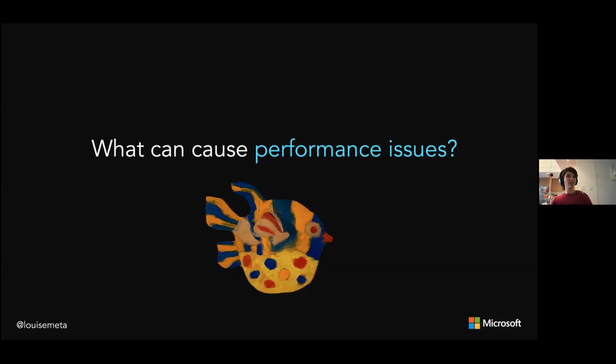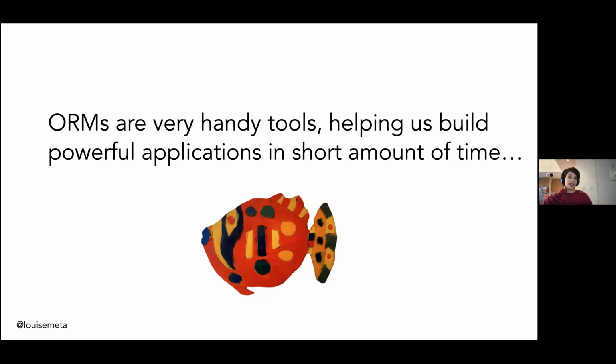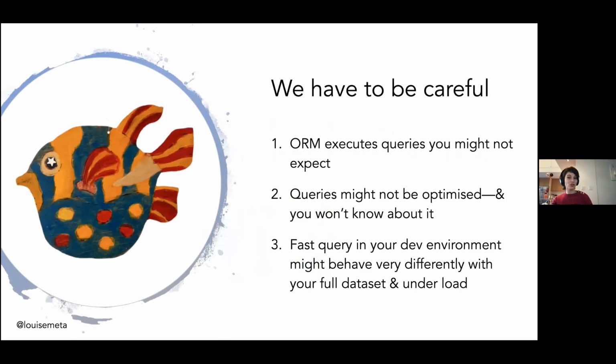So first, what can cause performance issues? I personally really enjoy ORMs. I know that a lot of people working with databases, a lot of DBAs, tend to say that ORMs are the devil and things like that. But I actually really enjoy them. Object mapping is so nice. Being able to get your data from your database as an object in Python and manipulate it the way you want is very handy. As developers, we really need that. The problem is that it can be tricky.